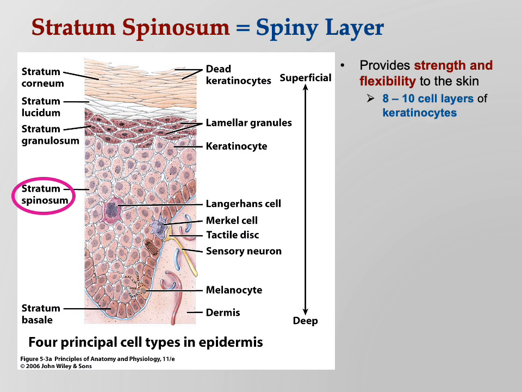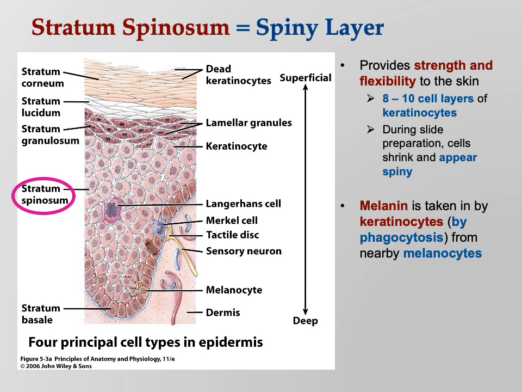So remember, the stratum basale is only one layer. Now we've got 8 to 10 layers of keratinocytes. During slide preparation, if you want to look at things under a microscope, you often have to stain them, otherwise you can't see them. So what happens is during the preparation, the cells in the stratum spinosum shrink up, and they look like they have little spiky spines all over them. So that's why it's given that name. They don't normally look that way. They just look that way when you're preparing them for view under a slide.